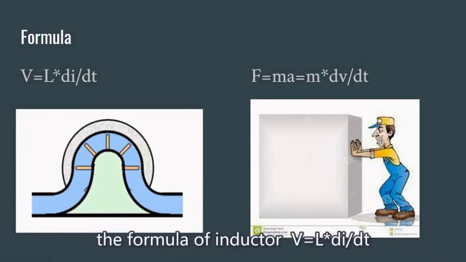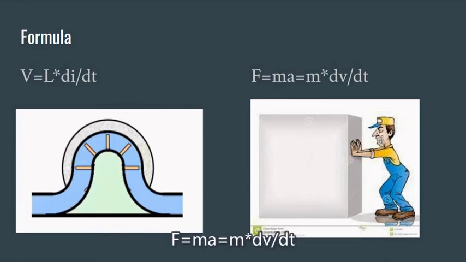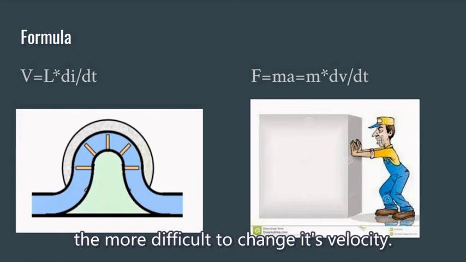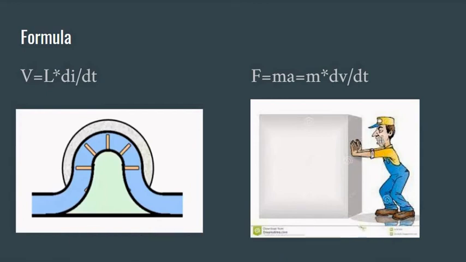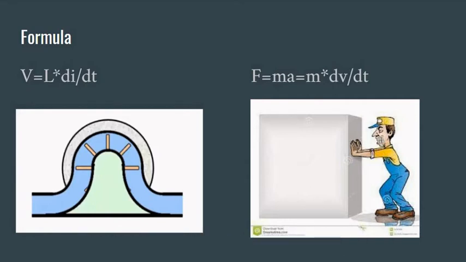The formula of an inductor, V equals L times dI over dt, is similar to Newton's second law, F equals ma equals m times dv over dt. The heavier an object, m, the more difficult to change its velocity. The larger the inductance L, the more difficult to change the current.